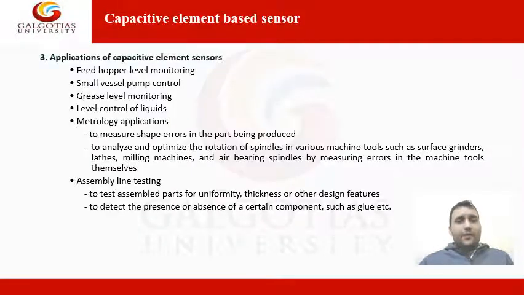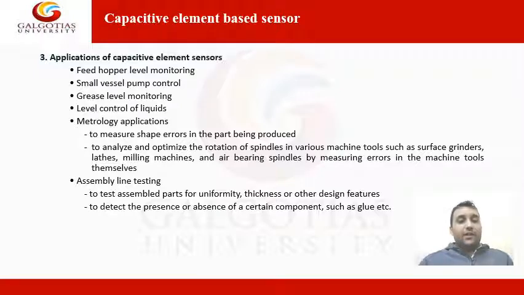Next is the application of capacitive element sensors. There are so many applications of these capacitive element sensors. One is feed hopper level measurement, then small vessel pump control, then grease level monitoring, then level control of liquids, then metrological applications to measure the shape errors in the part being produced, to analyze and optimize the rotation of spindles in various machine tools such as surface grinder, lathe, milling machine, and air bearing spindles, by measuring errors in the machine tools themselves.